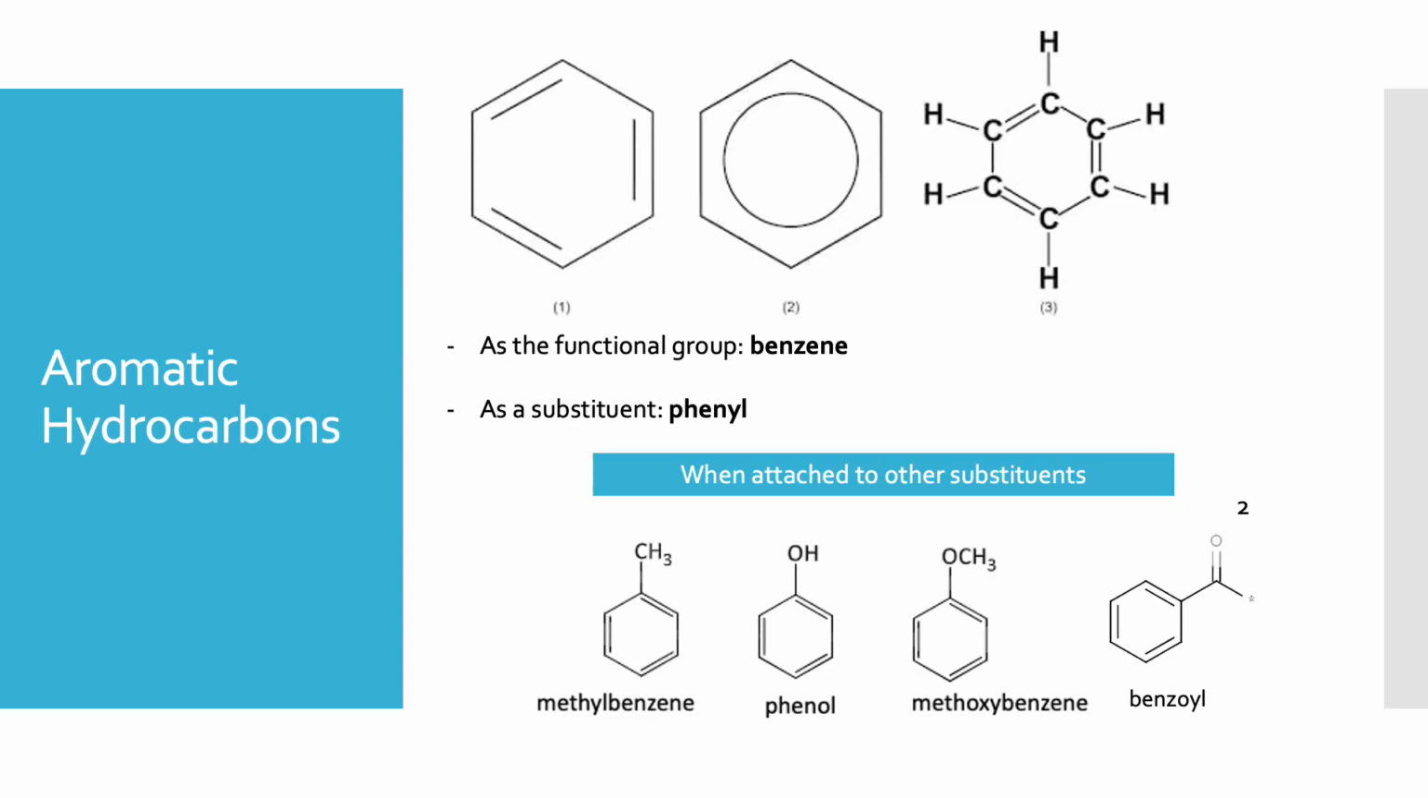Aromatic hydrocarbons are also super important, specifically benzene rings. As the main functional group, the chain will just get the ending benzene, for example, a methylbenzene. As a substituent, it'll be given the name phenyl. There's also different substituent names for when benzene is attached to different groups. When it's attached to alcohol, it becomes a phenol. When it's part of an ether, it'll be a methoxybenzene. And when it's attached to a ketone, it'll be a benzoyl.